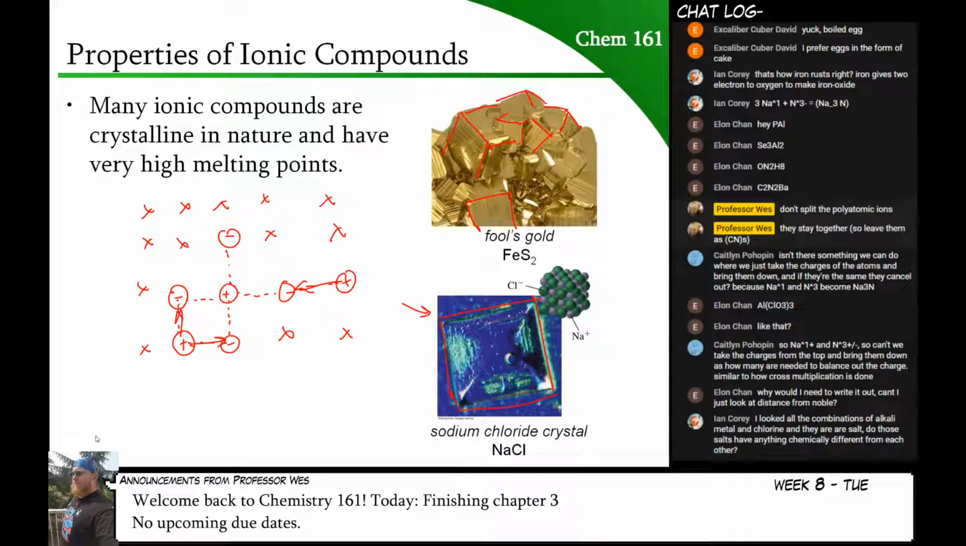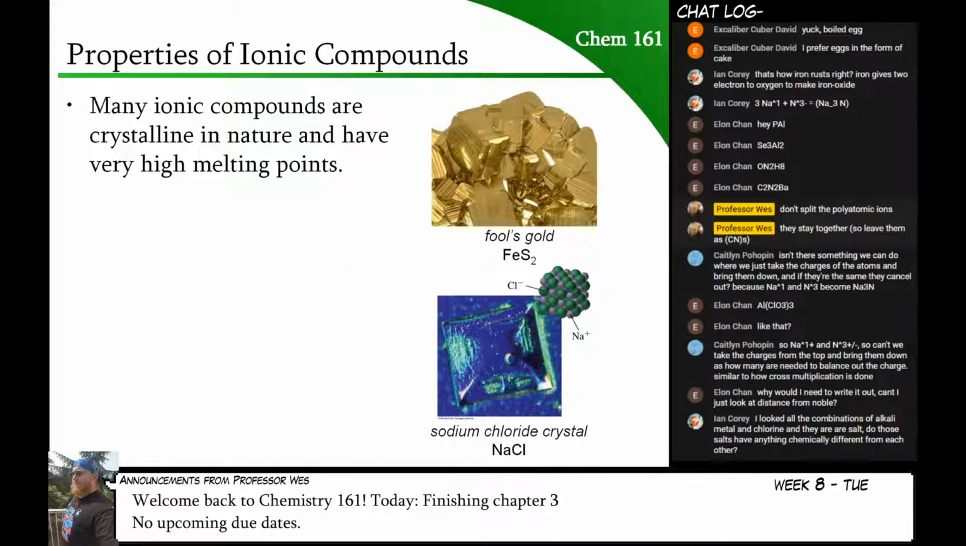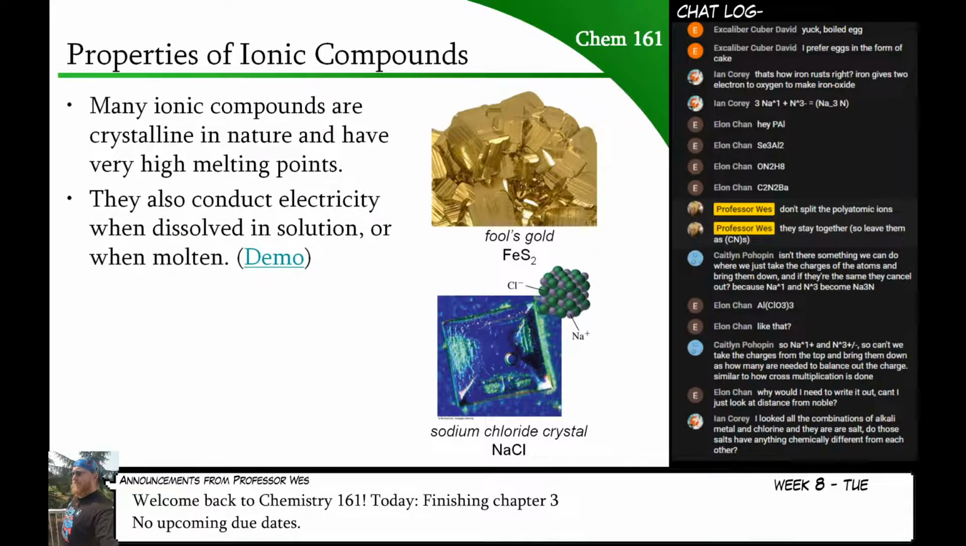Now, because ionic compounds are so tightly held together by these charges, they have really high melting points. Now, you can melt them by heating them up to an extremely high temperature, and I'm going to paste this link into the chat in case you want to watch it. We're not going to watch it because I want to get out of Chapter 3. I'm done with Chapter 3.